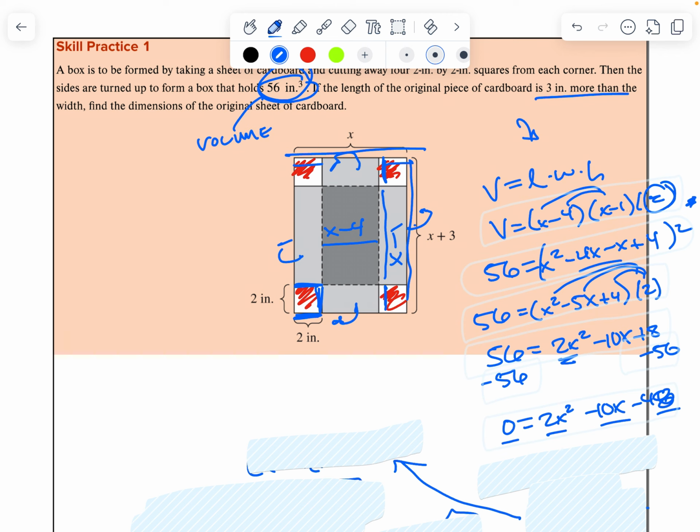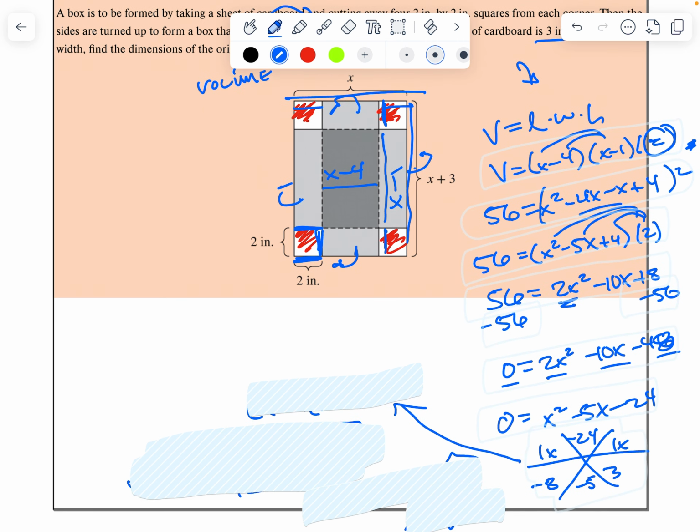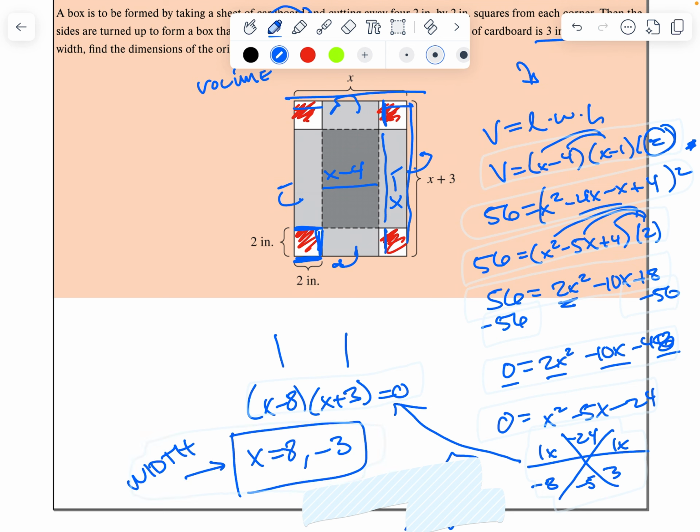Again, you can factor from this step, or you can notice that you could take a 2 out of everything. Once you take the 2 out of everything, you could do the star method. That gives you x minus 8 and x plus 3. So we're trying to make each of those parentheses 0 based on that zero product principle. x must be 8 and negative 3. That's what x is, and remember x is our width here.